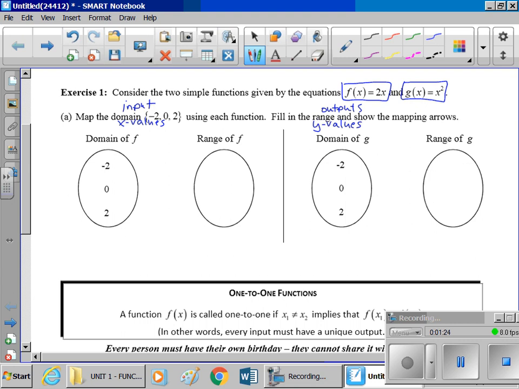So this is f of x. That means what we're using is f of x equals 2x over here. So 2 times -2 is -4. 2 times 0 is 0. And 2 times +2 is +4.